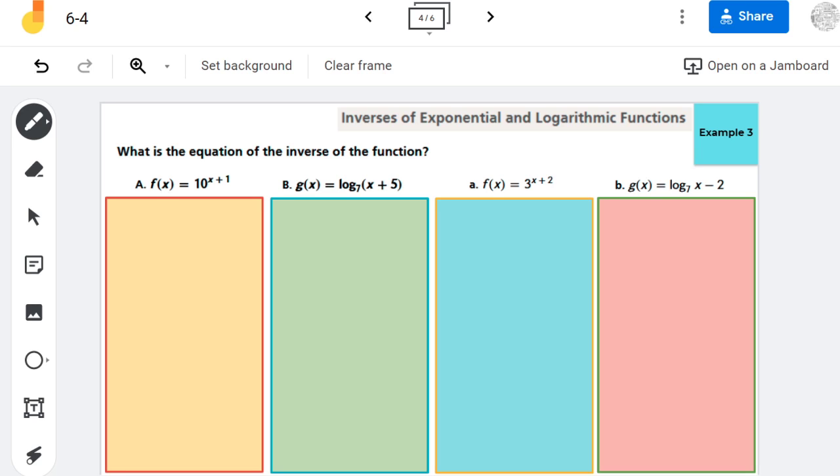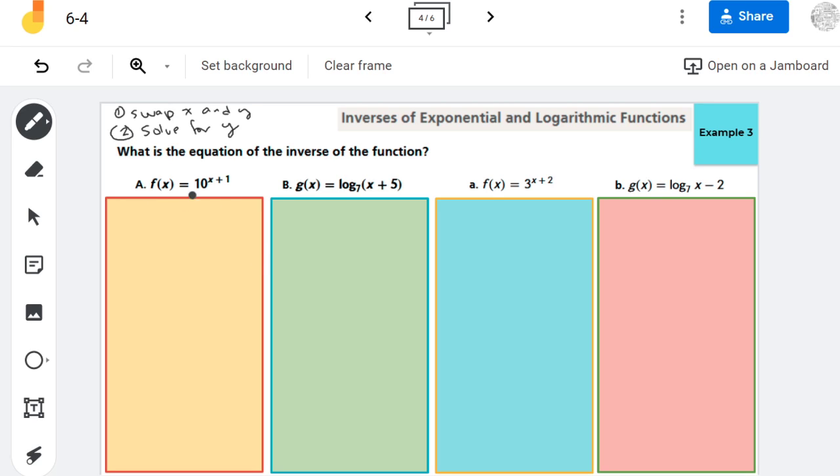So remember, when we're dealing with an inverse, we have to do two things. The first thing that we have to do is to swap x and y. Once we do that, then we solve for y. And so when we go to find these inverses, that's my process, okay?